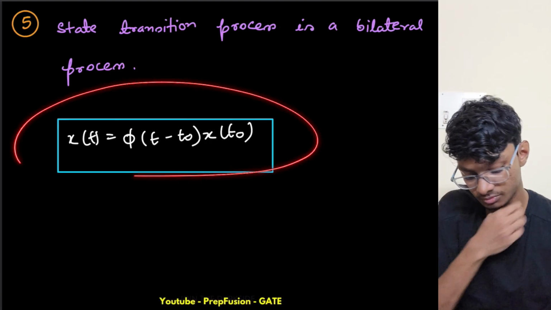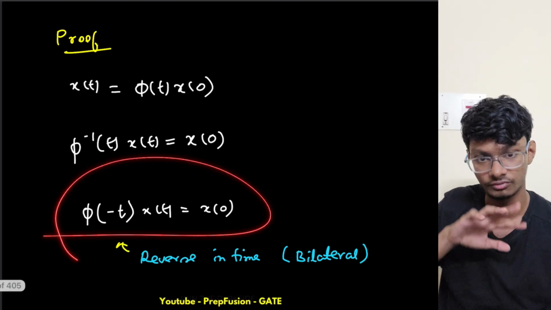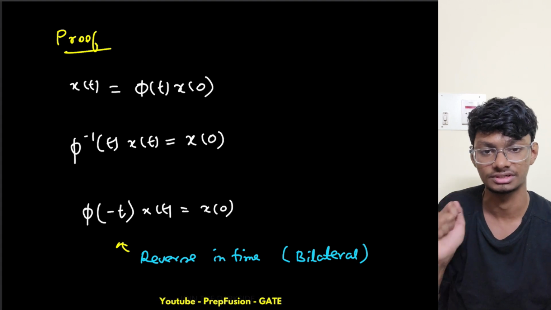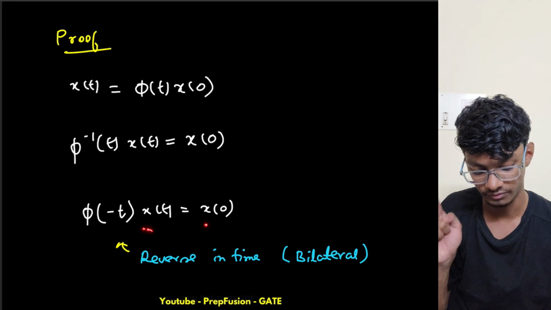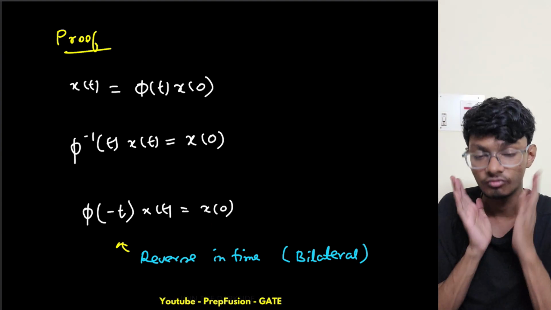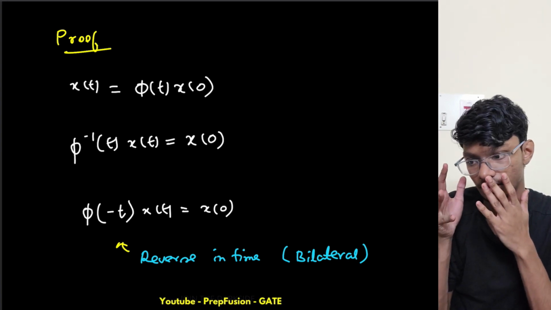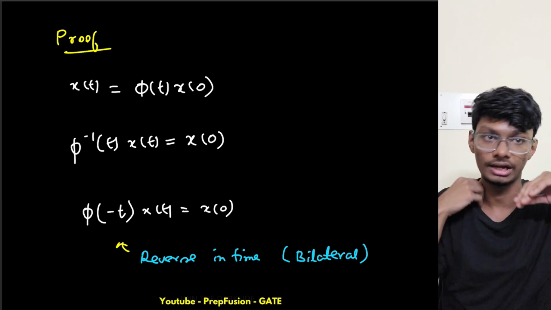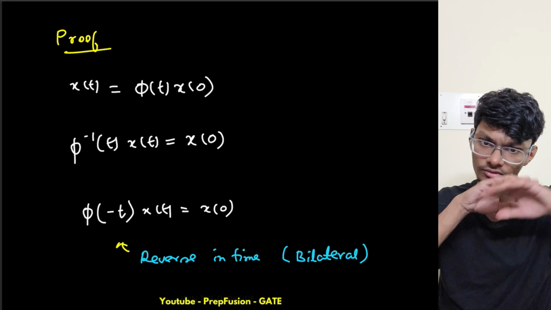This one is the most important, you have to remember this. Mark this up. I proved to you that the state transition process is a bilateral process, because I can go from x of 0 to x of t, and I can go from x of t to x of 0. Why is it a bilateral process? If there is some initial condition applied at t equals 0, then this will forever be in the circuit. Let's say I have 2 volts applied at the capacitor. It will forever be in the circuit.